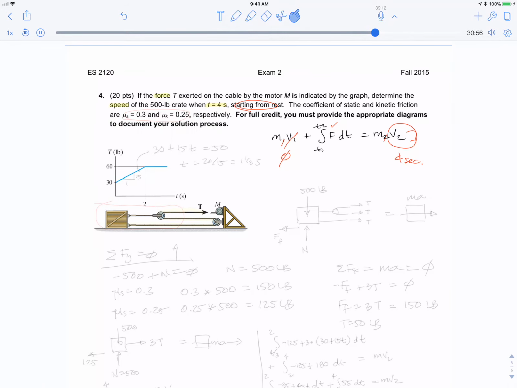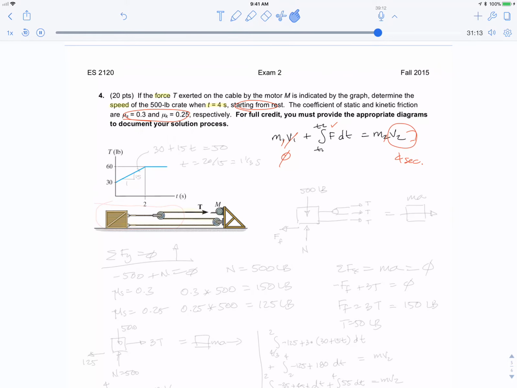Okay, it mentions that the kinetic and static coefficients of friction are 0.25 and 0.3, which suggests for a little while it's not going to move, and then after that it will start to move.